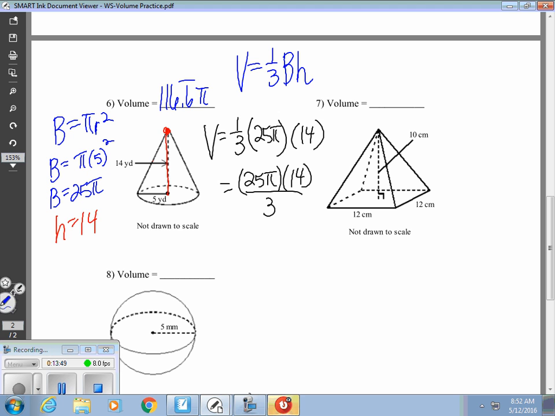It keeps repeating until it runs out of room in your calculator, which is why we have the 7, because then it rounds that last one. And this would be yards cubed. Okay.